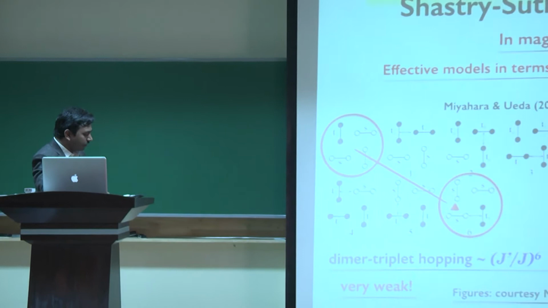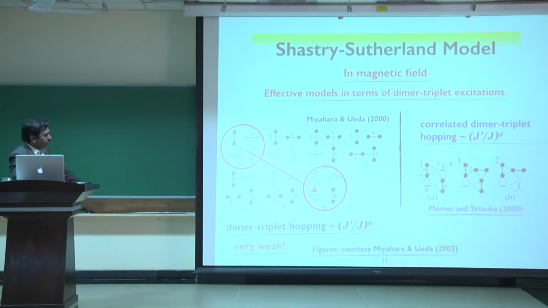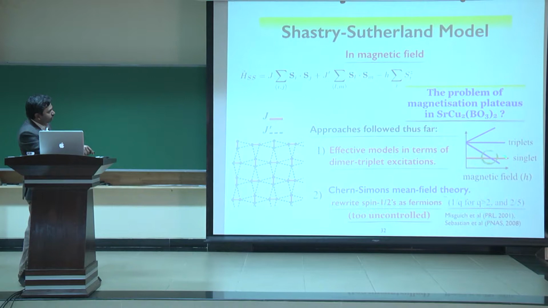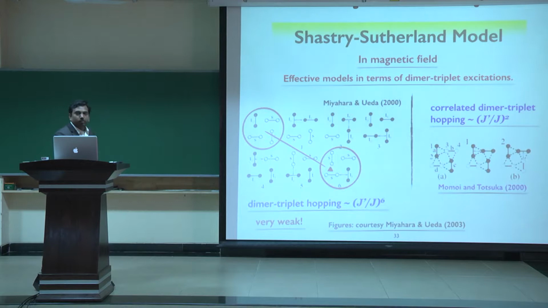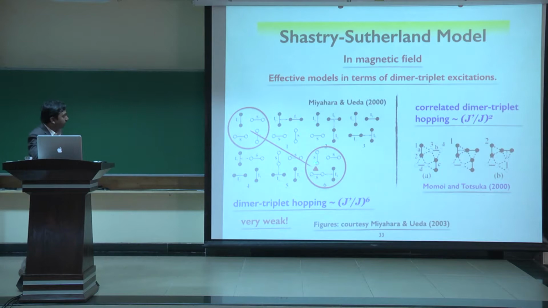So let me focus on the effective models in terms of these hardcore bosons per dimer. Just go back to the last slide. Now we are just focusing on these two states, so per dimer we have just a singlet and a triplet. And it's important to know the property or behavior of this triplet state in order to know what the magnetization process will be eventually, what kind of magnetization behavior you expect.